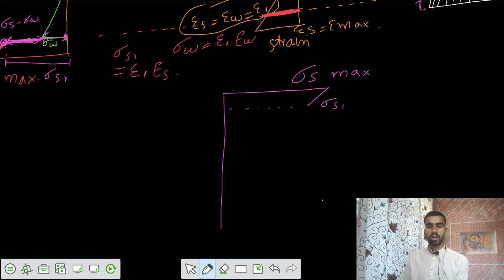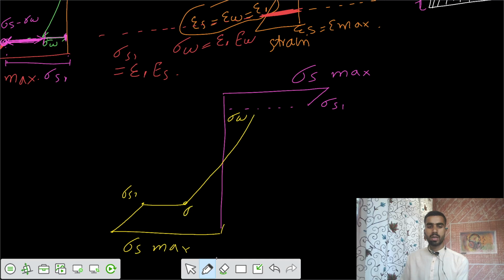Then after that, you have the stresses in this wood that equal some sigma W. Then it becomes 0 here. So this is sigma W. Then after that, you have some sudden increase. Then you have sigma S max. This point is sigma S1, and this point is sigma W.